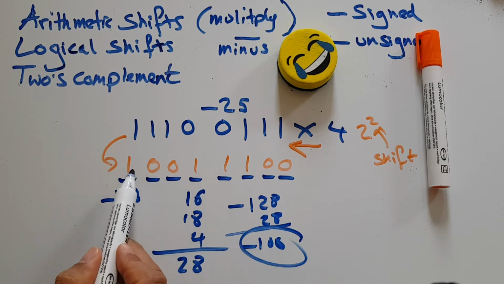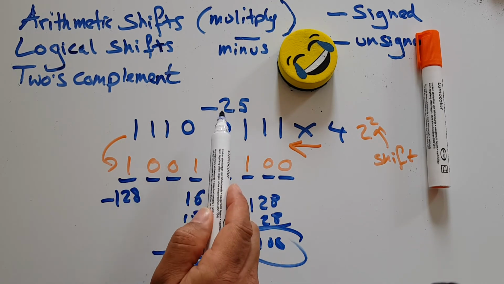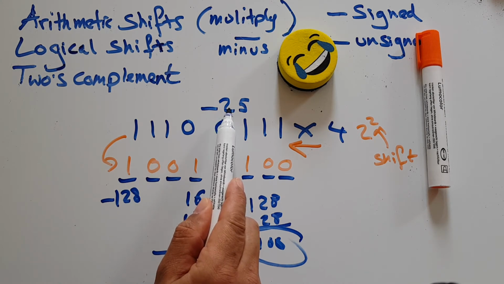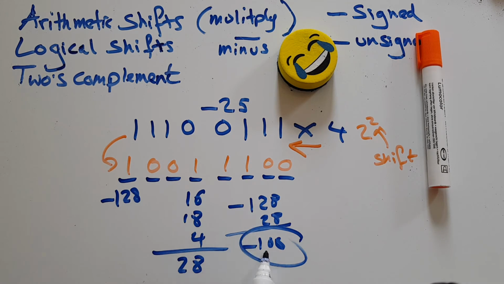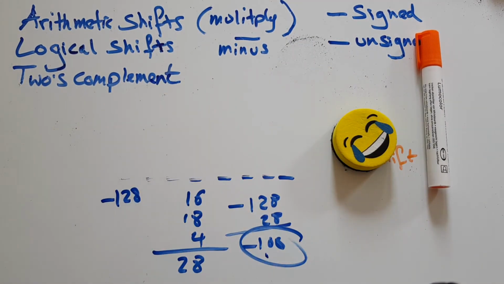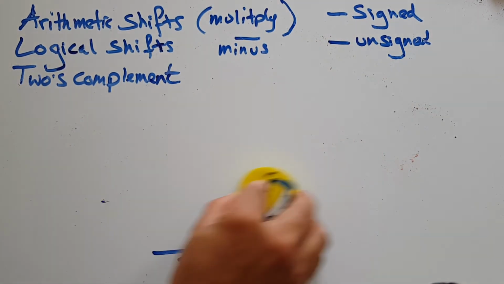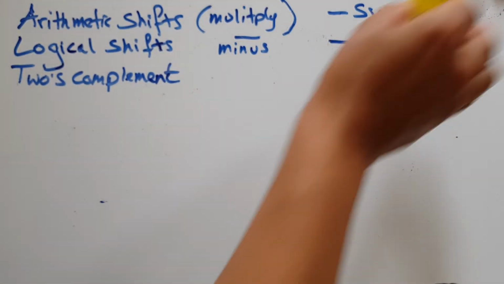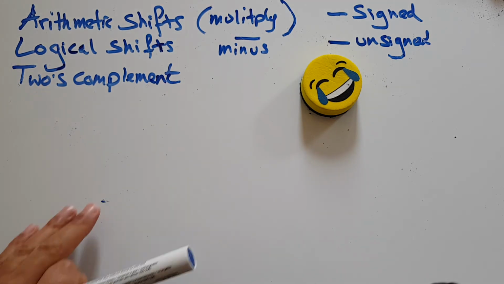So the answer in orange is minus 100. So minus 25 times 4 is minus 100. I perform the shift and I do in fact get the answer, which is minus 100. And that's it. That is how you perform an arithmetic shift, specifically with multiplication and specifically on a minus number, using the 2's complement system.